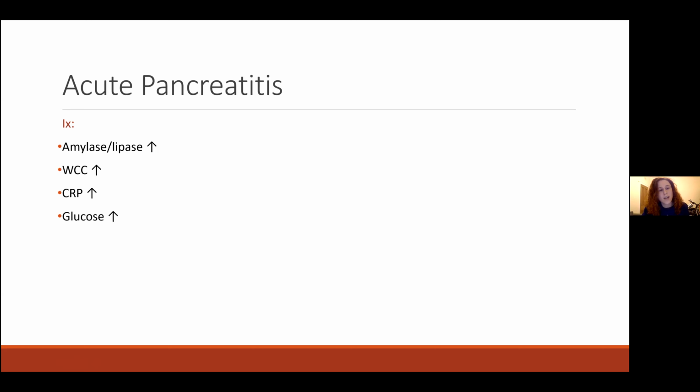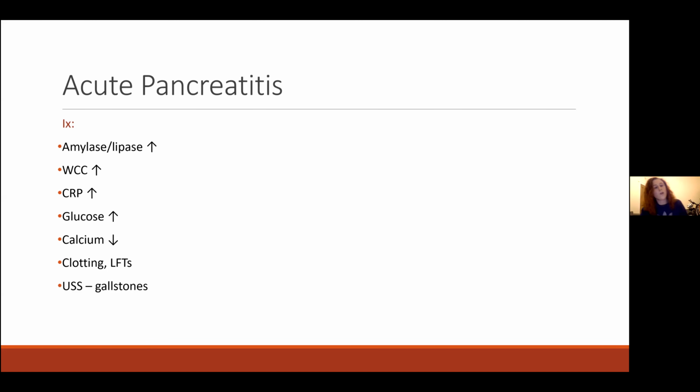You get a raised glucose because the cells in the pancreas produce insulin, and these are partly destroyed in pancreatitis, therefore less insulin is released. You also get low calcium, and you should do your clotting and LFTs because they can be deranged. For example, if gallstones are the cause, you can get obstructive LFTs, and you might get DIC as well, so therefore clotting might be deranged.